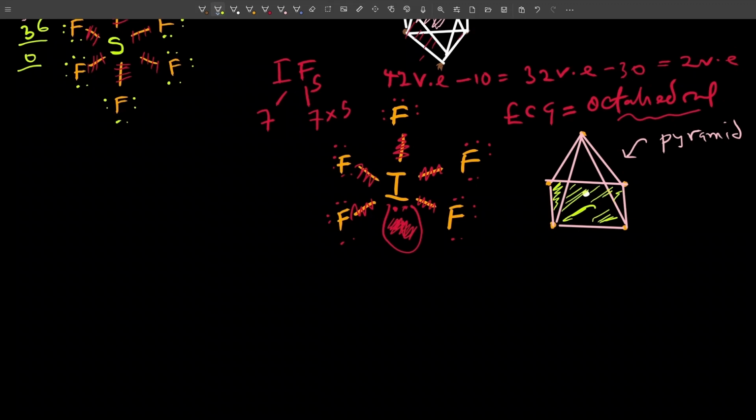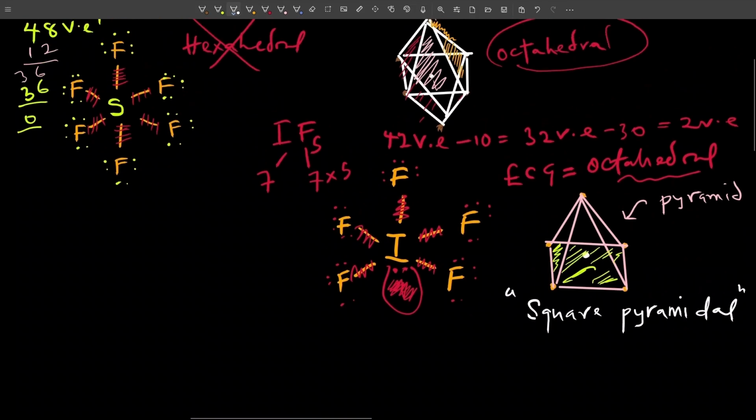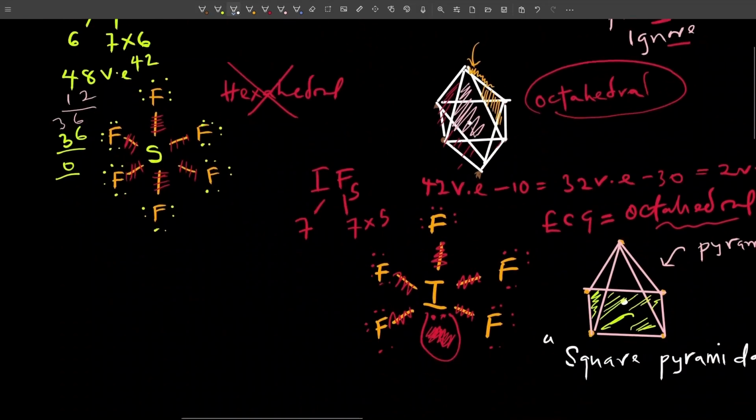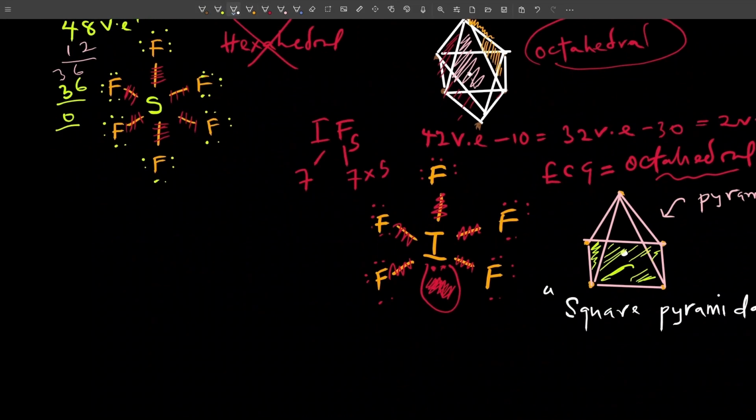So we say the shape of IF5 is square pyramidal. That's the shape of IF5. I hope that's clear. For this shape here, I just give it a sketch. So this is square pyramidal, while SF6 is octahedral. But don't forget that the electron cloud geometry of IF5 is octahedral, but the shape of the molecule is what? Square pyramidal.